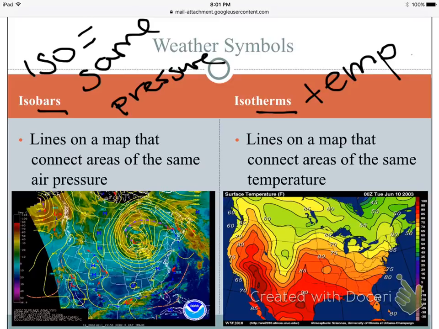Now, the opposite of an isobar is an isotherm, and those are going to be lines on a weather map that are going to connect areas of the same temperature. So any place in the United States that is 80 degrees, then there's going to be a line going through all those areas that are 80 degrees, and it'll be marked. So, for example, if you see right here where I'm trying to outline, all of those areas would be 80 degrees, okay? That is an isotherm. And when I mentioned over here by the isobars, you just find a line and you follow it. Okay.